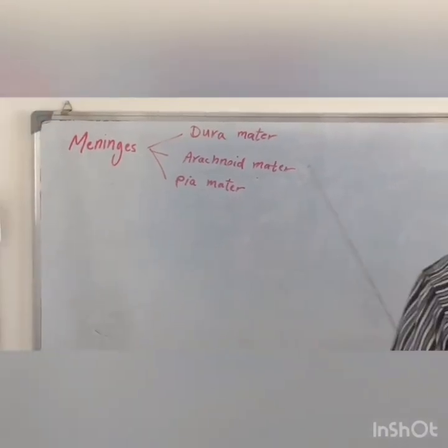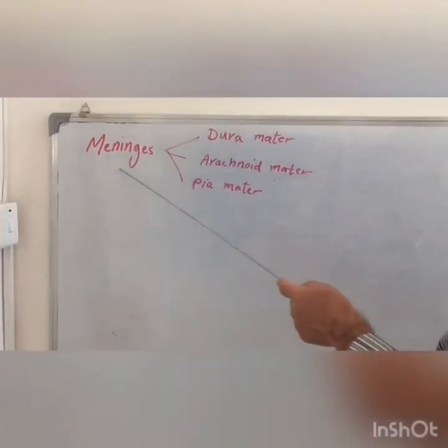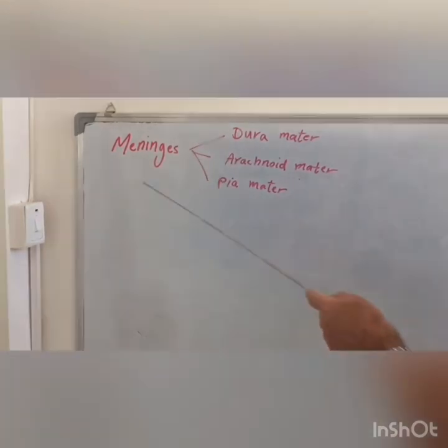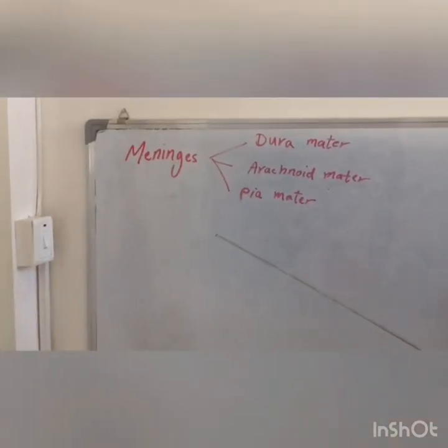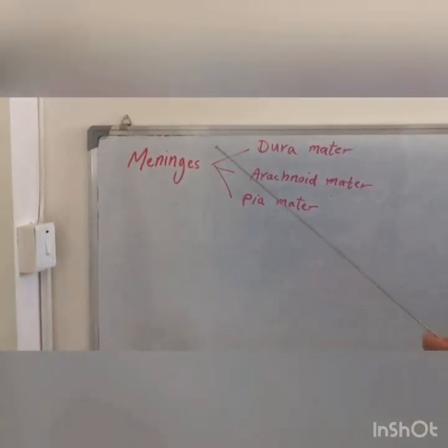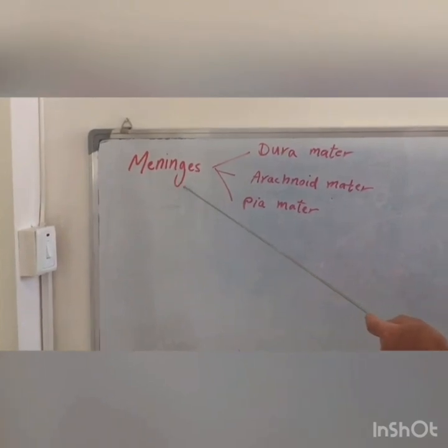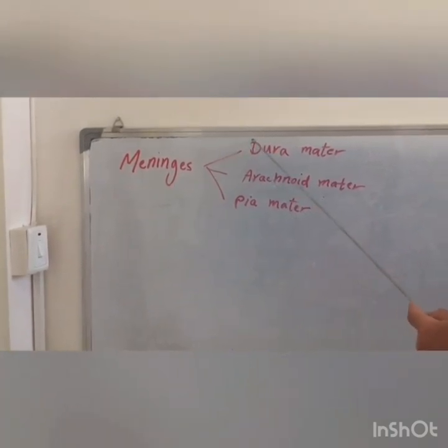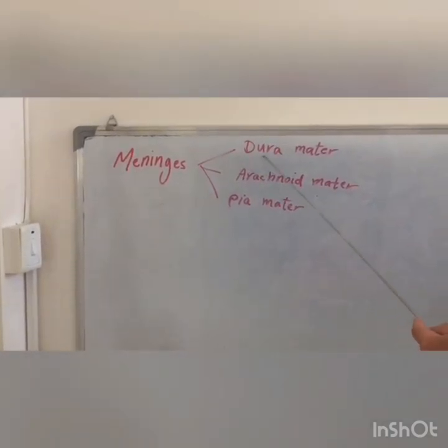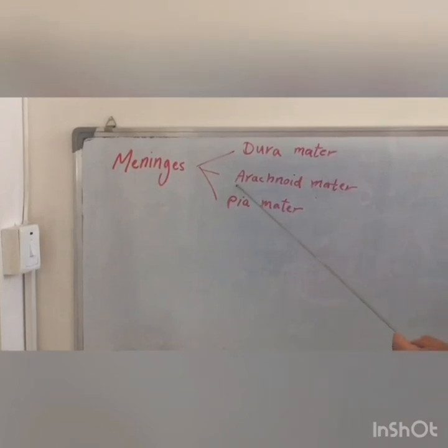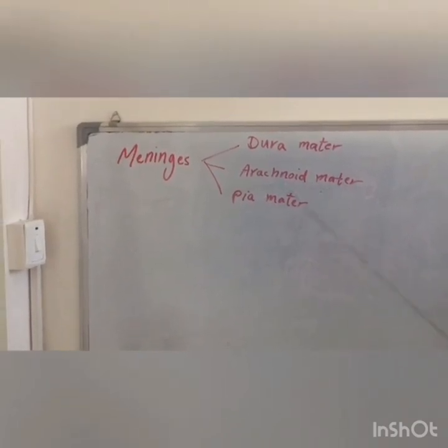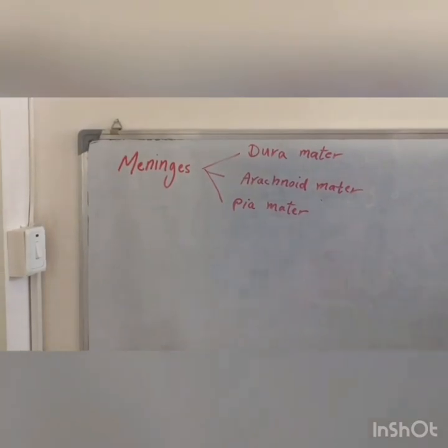Today I'm going to discuss the meninges. The meninges are layers covering the brain. They are divided into three layers: the outer, which we call dura mater, the middle one, arachnoid, and then pia mater.